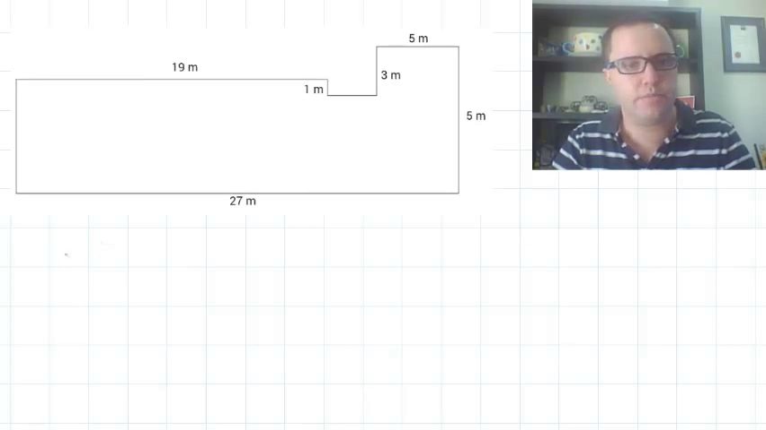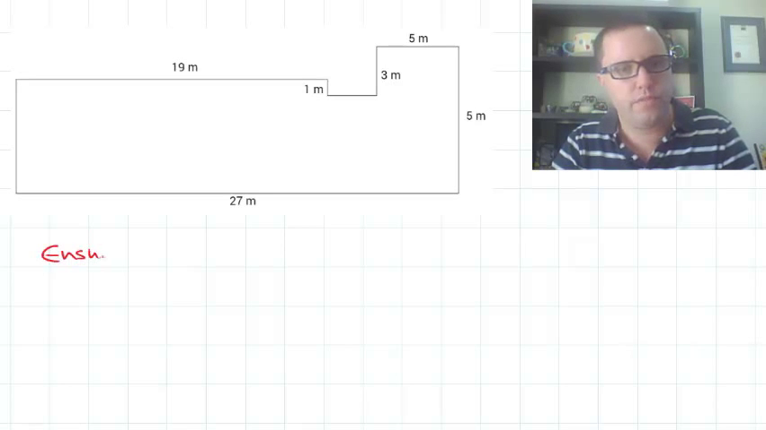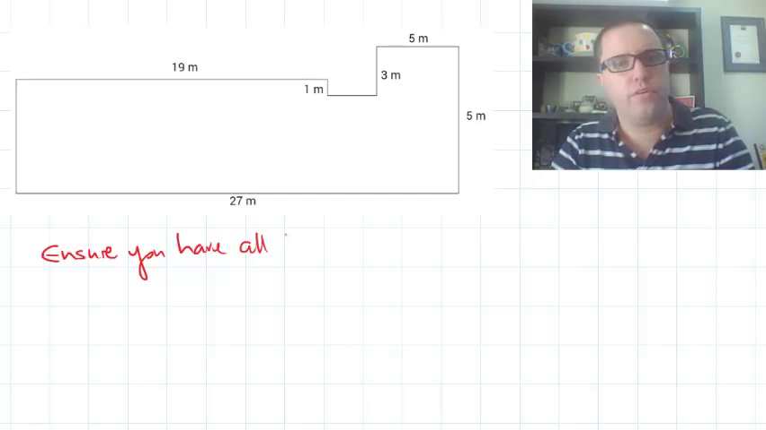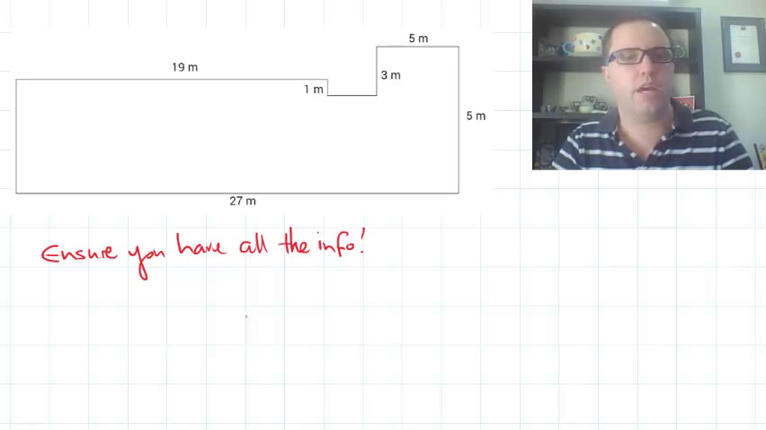Sometimes it's going to be a good idea to ensure you have all the information before you get started. Don't want to get stuck, okay? So, let's assume we've got all right angles here just for the sake of it.